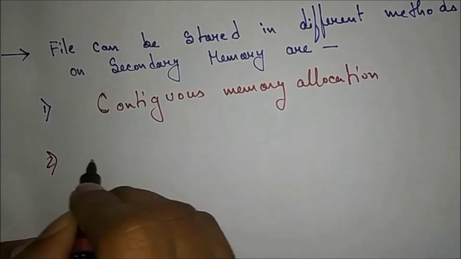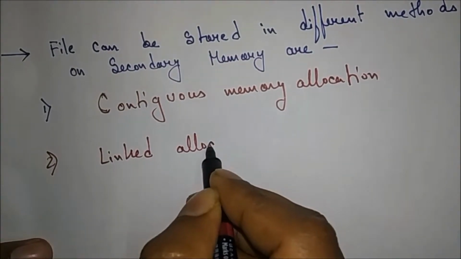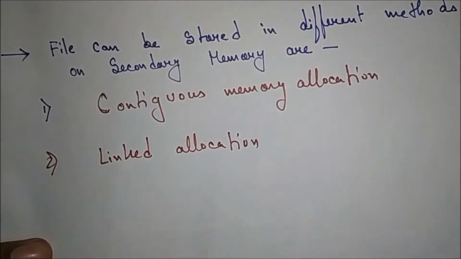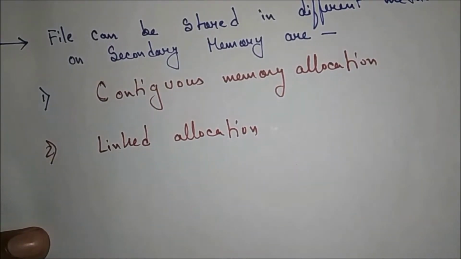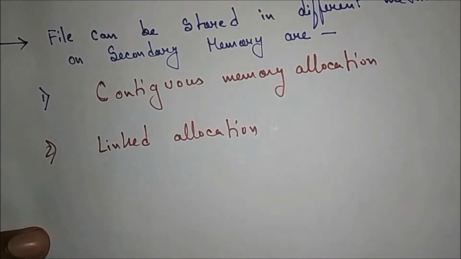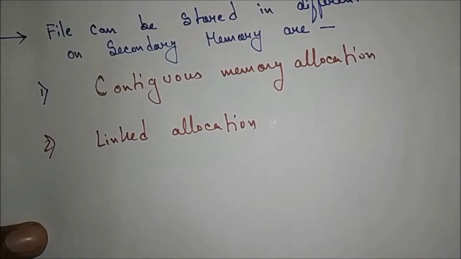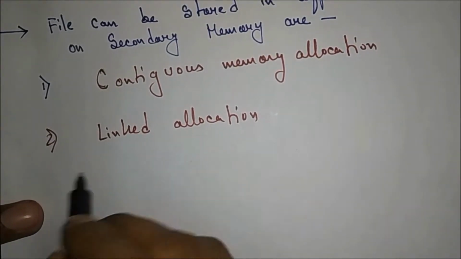The next type is linked allocation. Contiguous allocation means we cannot break the file. Linked means non-contiguous fashion. In operating systems we have studied non-contiguous fashion, and similarly here we store the file in a non-contiguous fashion. What does non-contiguous mean?